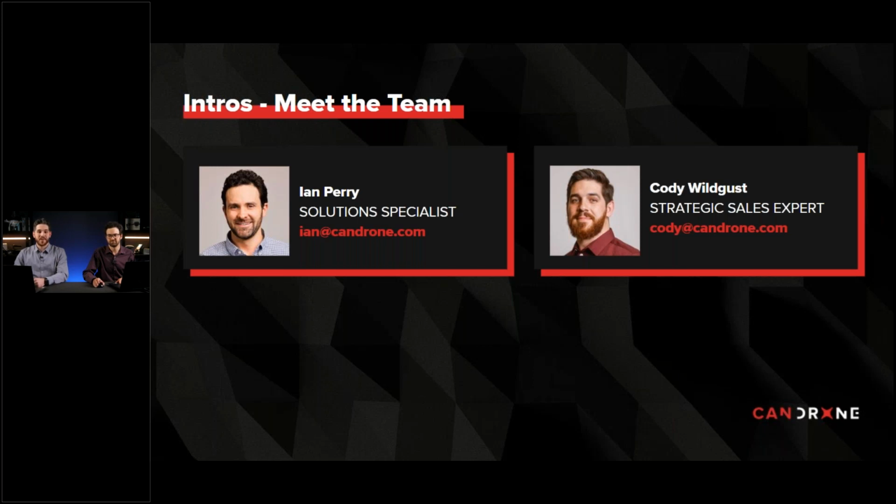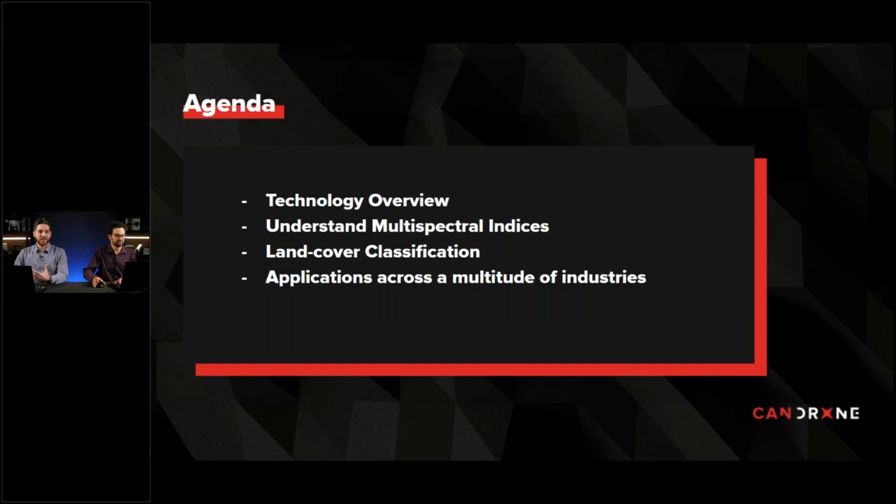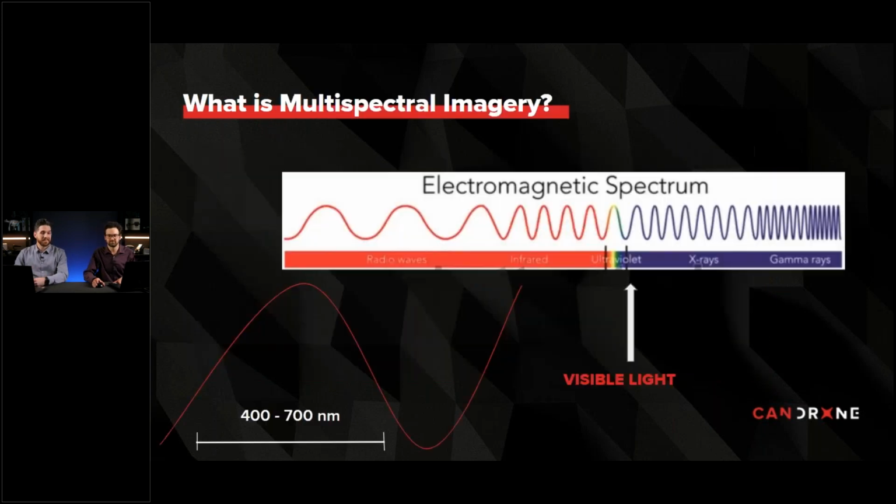My name is Cody Wildgust, Strategic Sales Expert, and this is Ian Perry, Solution Specialist. On today's agenda, we will introduce the topic with some technology, talk about multispectral imagery, describe the major components of land cover classification, and briefly highlight some uses of this powerful technology. So with that, I'll turn things over to my colleague, Ian, to explain for us, what is multispectral imagery?